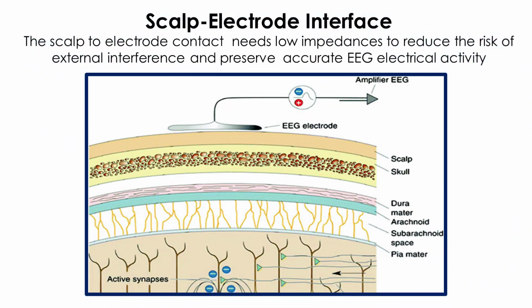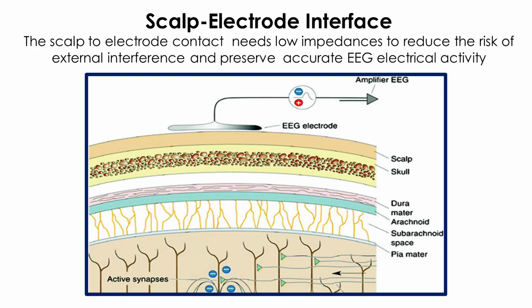Now that you've learned the 10-20 placement and how to effectively apply electrodes, I'm going to take a closer look at the scalp electrode interface. As you can see in the diagram, all of the active synapses are going on at the top layer of the brain. For us to pick up EEG activity, it has to go through several layers of the brain, through the skull, and then to the scalp. And that's where we start our preparation.